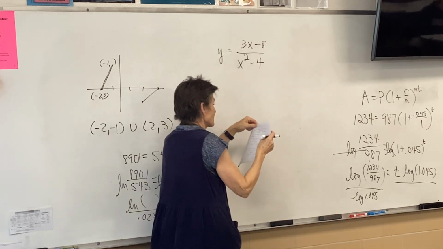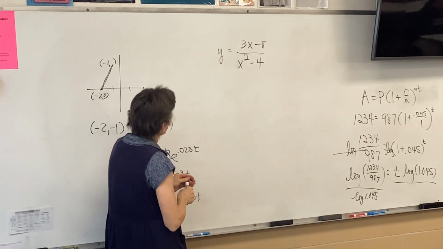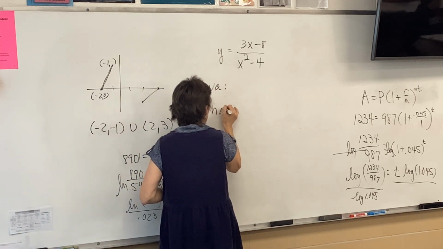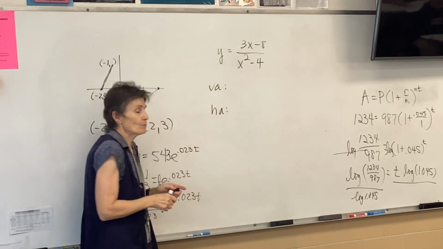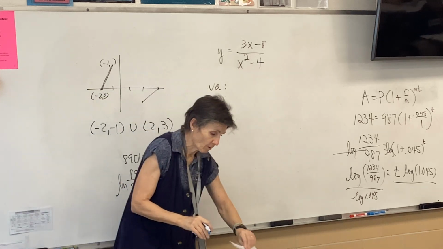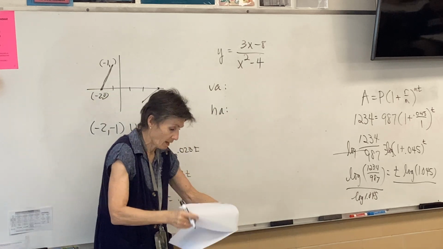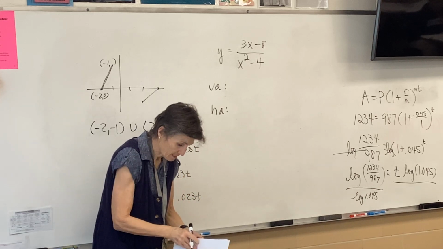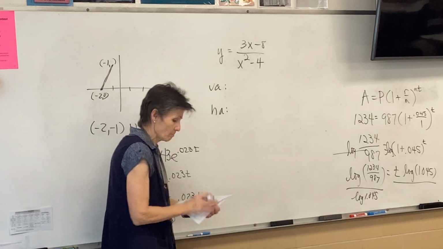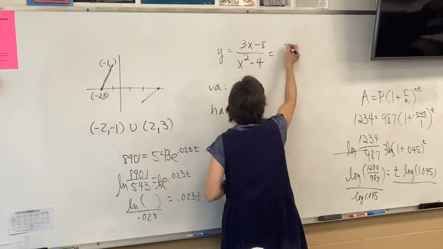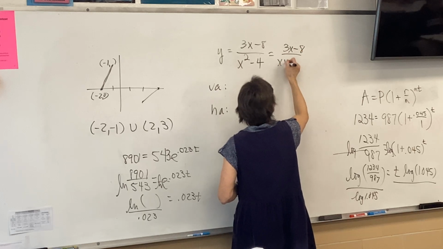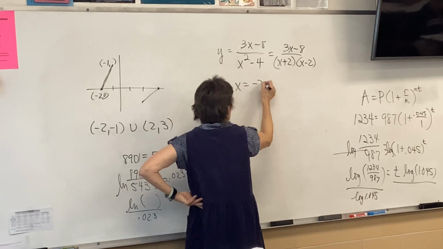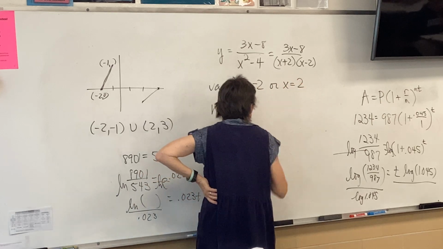Alright, so the question says find all the asymptotes. So they'll be horizontal and vertical. Where do the vertical asymptotes come from? The bottom. They come from the denominator. So, I need to factor my denominator. And I can see that I'm gonna have two vertical asymptotes, at -2 and positive 2.